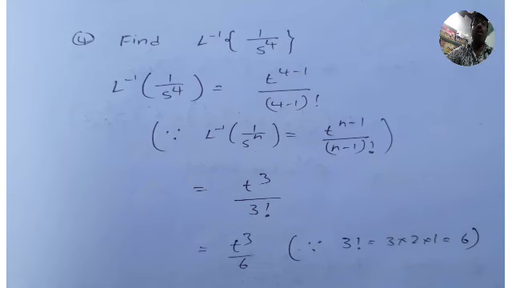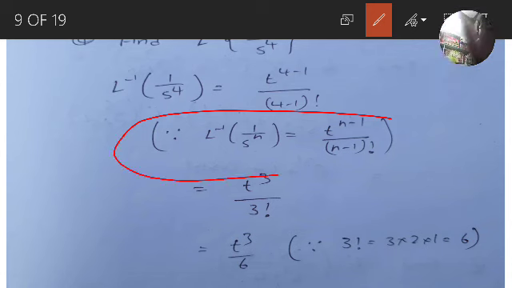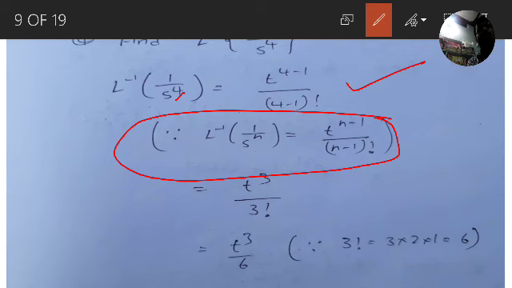Find L inverse of 1 by s power of 4. Again, a formula based problem, 1 by s power of 4. Remember the formula: L inverse of 1 by s power of n is t power of n minus 1 by n minus 1 factorial. Now we are having 4. So t power of 4 minus 1 by 4 minus 1 factorial, that is t cube by 3 factorial.